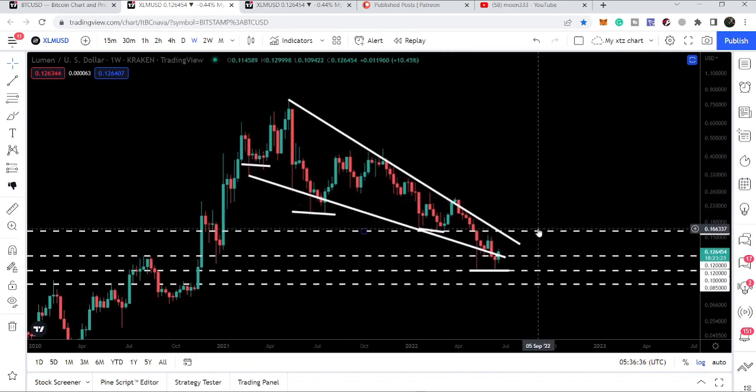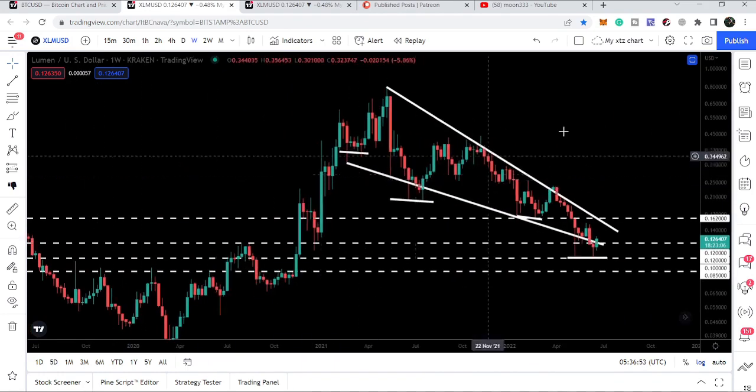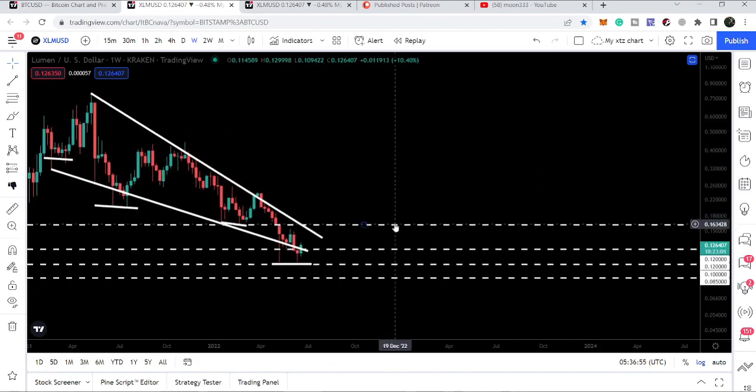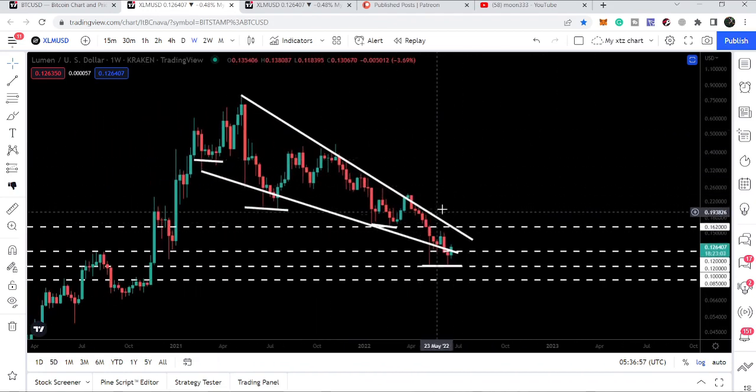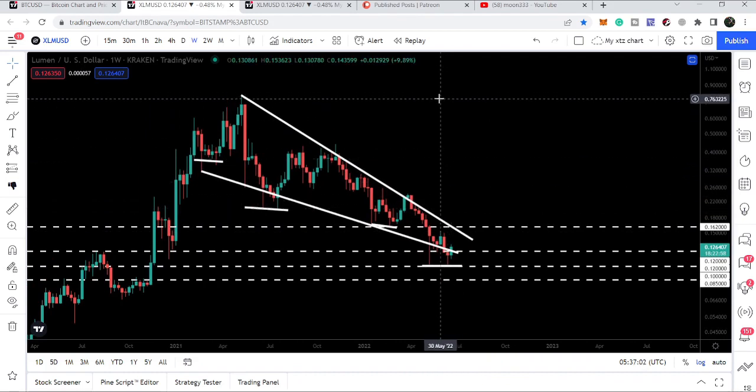This resistance has been working as a support here, and almost as a support here as well. Before that it was working as a resistance on this weekly time frame in 2019, and before that it worked as a support here, almost as a support here as well. Therefore it can work as a strong resistance. Now the target for this breakout from this falling wedge is here at the top of the wedge. Once we have the breakout, that will be approximately at 75 cents.